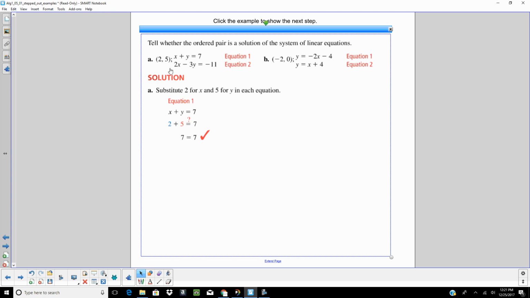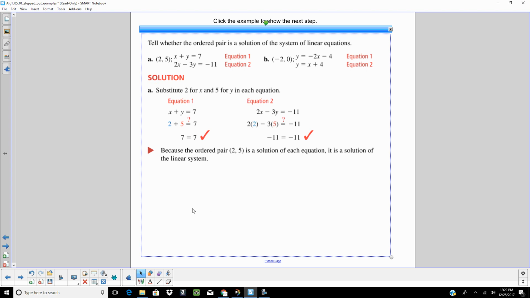We also have to check it for the second equation. 2x minus 3y equals negative 11. So you're going to take out the x, put in 2, take out the y, put in 5. Simplify that down. 4 minus 15 is going to be negative 11. Both sides equal each other, so it's going to be yes. It works out for both equations.